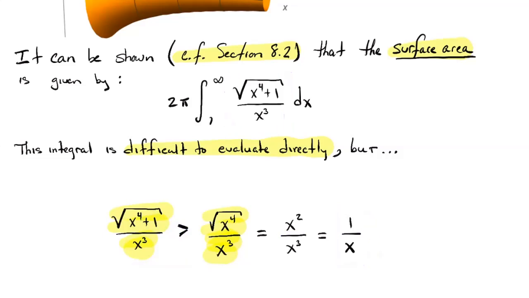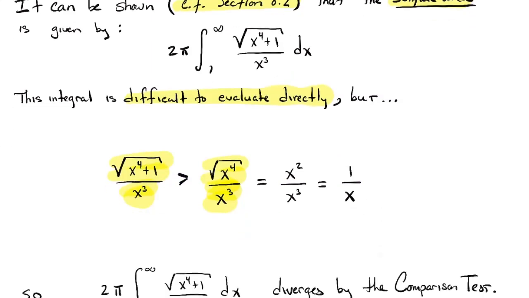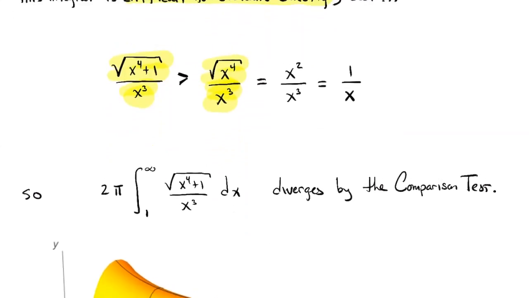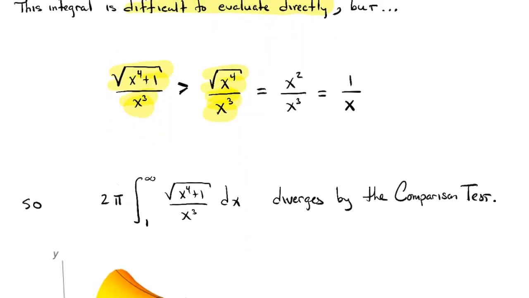So the integrand of my improper integral here is strictly bigger than 1 over x, the integrand of a known to diverge integral. The integral from 1 to infinity of 1 over x diverges from our work in section 7.8. So I know that the surface area integral diverges by the comparison test. I'm comparing it to the known to diverge integral from 1 to infinity of 1 over x.